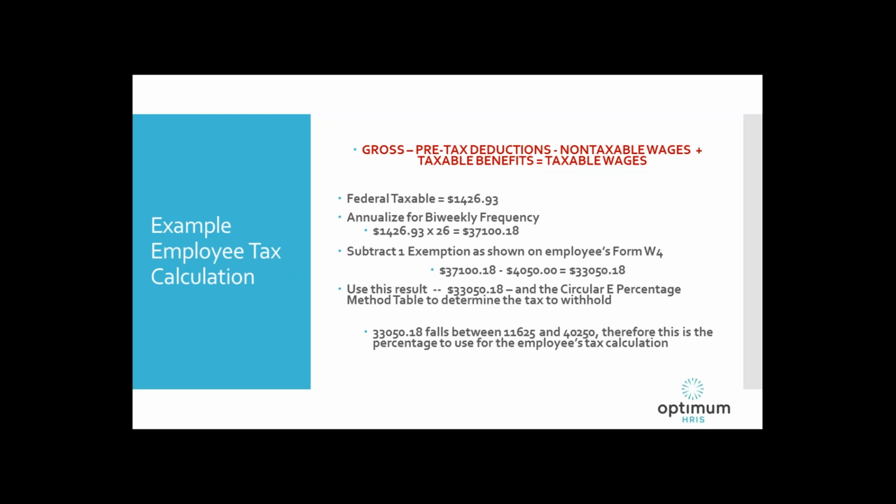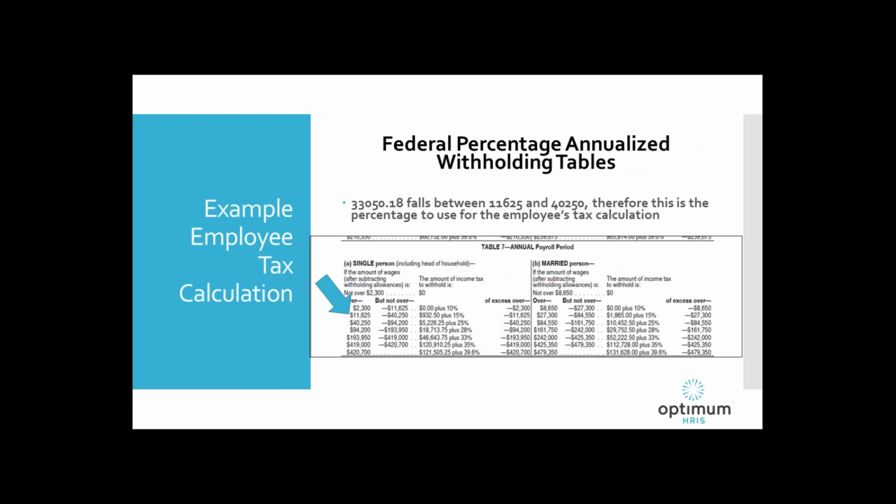Then we'll subtract our one exemption, the $4,050, like he asked on his Form W-4 for one exemption. That's $4,050 for one standard exemption. And that gives us a total of $33,050.18. That's the result that we'll take to our Circular E percentage method table to determine the tax to withhold.